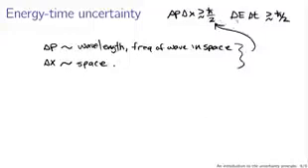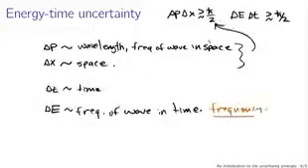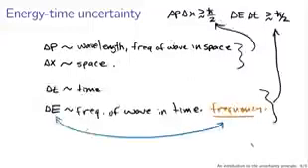In the context of energy and time, we have the same sort of thing. Delta T, well, that's pretty clear, that's time. And delta E, by analogy here, has to have something to do with the frequency of the wave now in time. And that's simple, that's just the frequency. The fact that these are also related by an uncertainty principle tells you that there's something about energy and frequency in time.